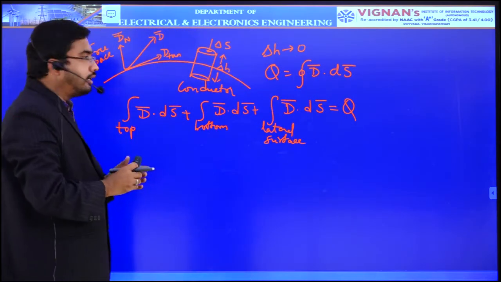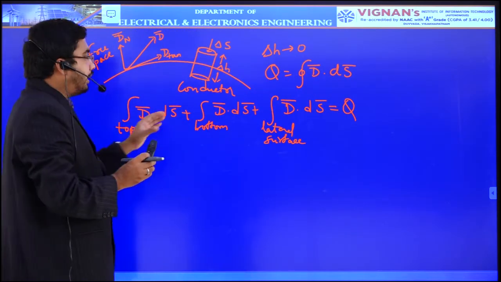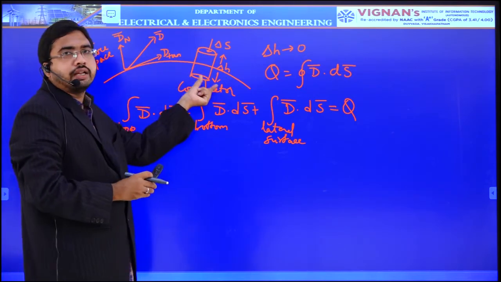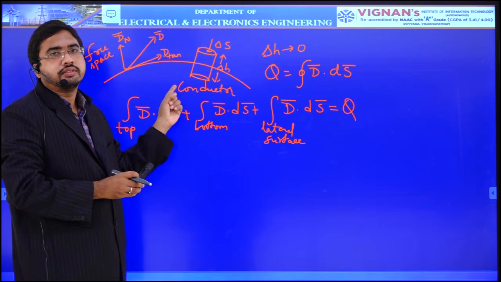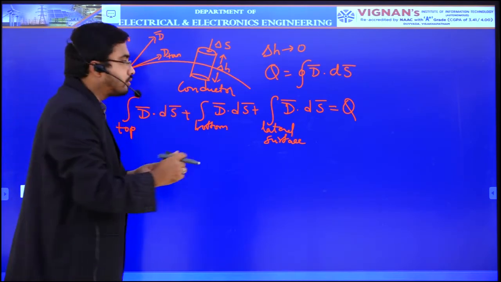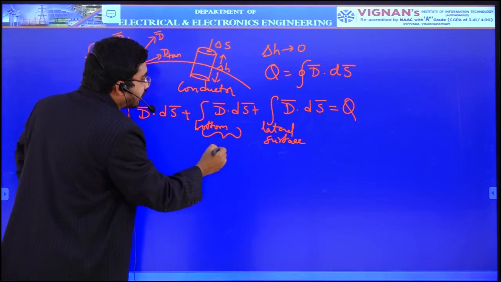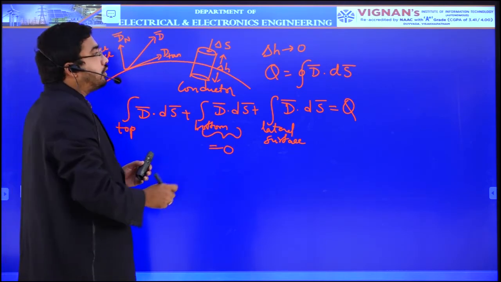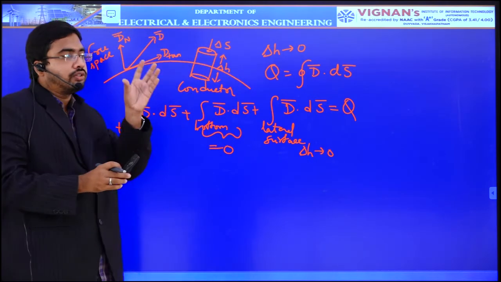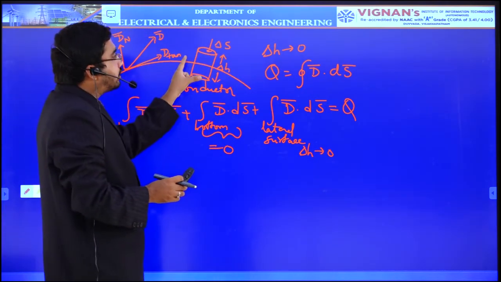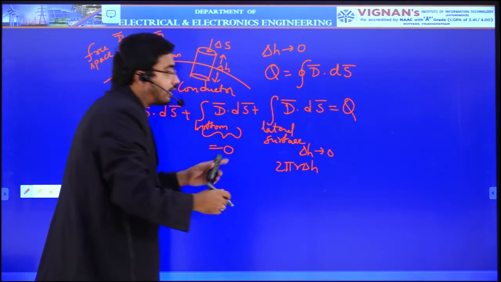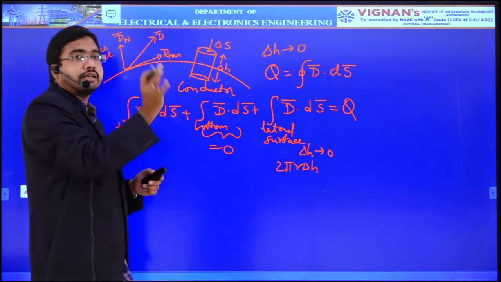So now we need to find the three integrals. In that, what about the bottom part? The bottom part of your cylinder is inside the conductor. Inside the conductor, you are assuming that E bar and D bar are zero. So as this bottom part is inside the conductor, that will become 0. And you are saying that delta H tends to 0 because the Gaussian surface will slowly shrink to 0. Now after shrinking, your lateral surface area is 2 pi r delta H. As delta H tends to 0, what will happen to its lateral surface area?